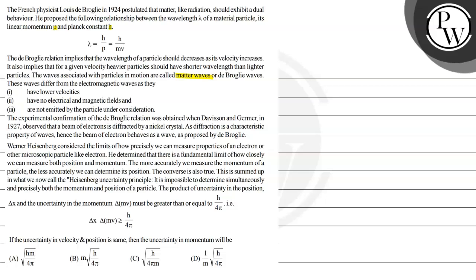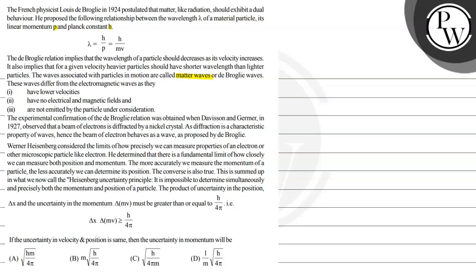The experimental confirmation of de Broglie relation was obtained when Davisson and Germer in 1927 observed that a beam of electrons is diffracted by a nickel crystal. As diffraction is a characteristic property of waves, hence the beam of electrons behaves as a wave as proposed by de Broglie.